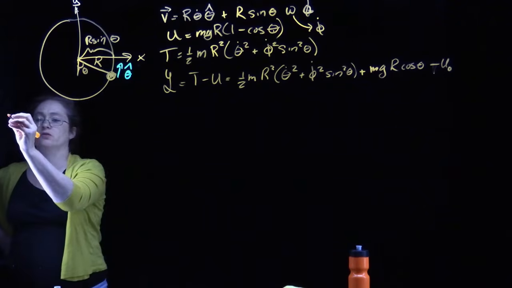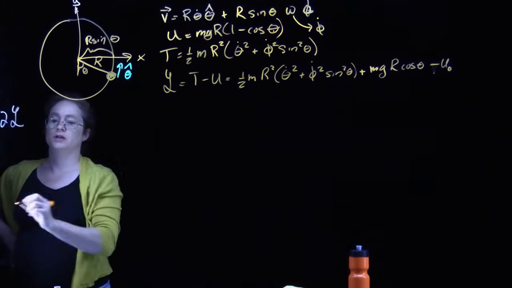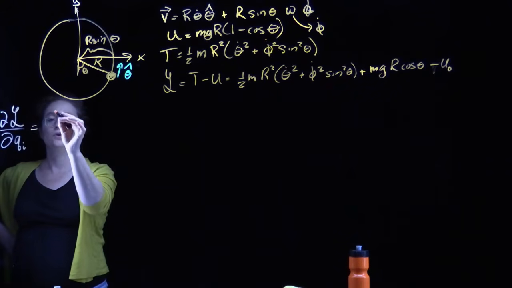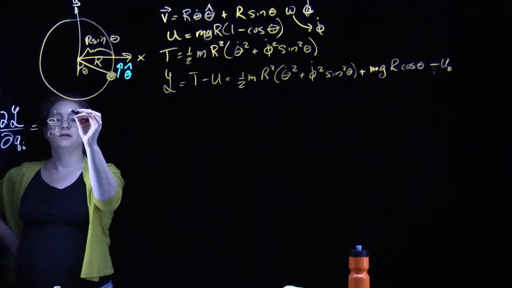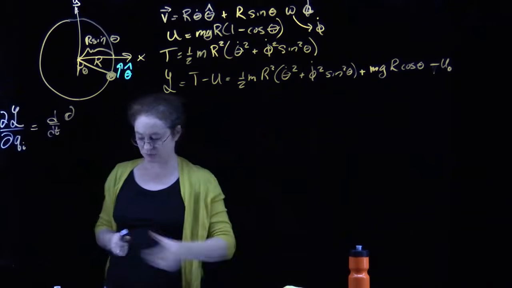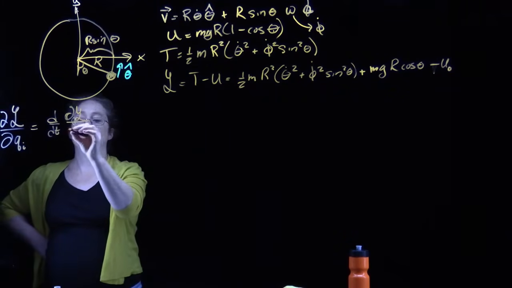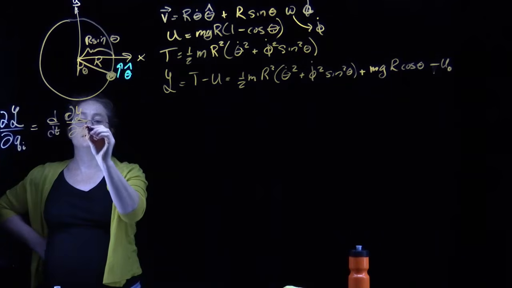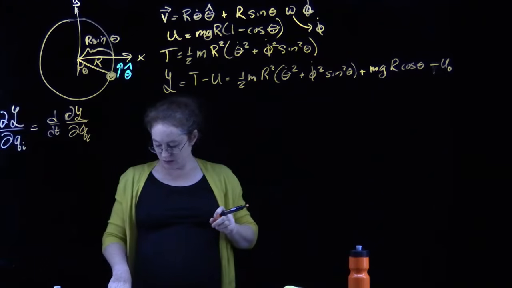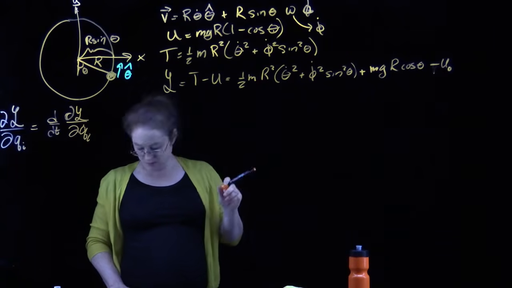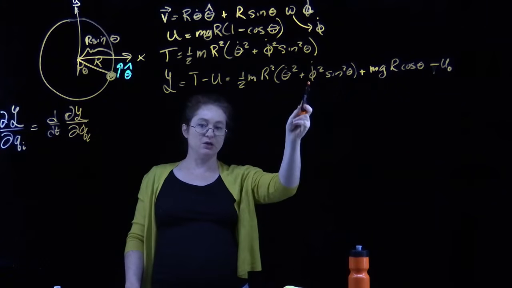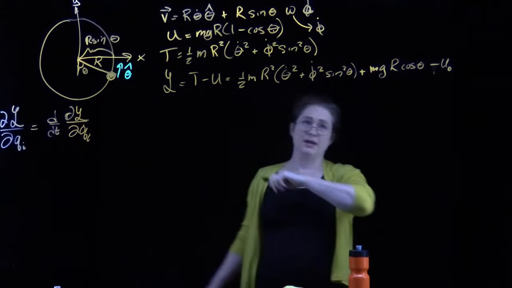Now, our Euler-Lagrange equations are partial L partial Qi equals d dt partial L partial Qi dot. And here, because this is a constant, at first glance it might look like you have two variables, but you actually only have one.